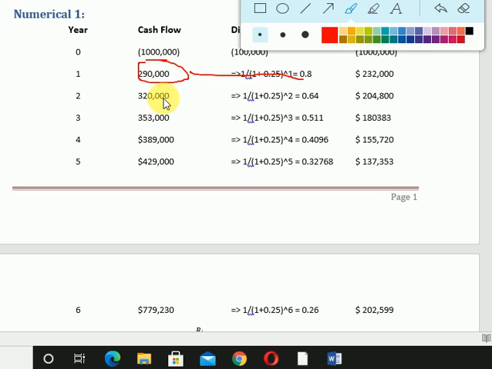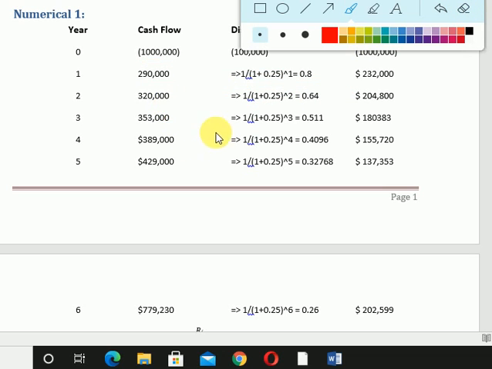So 3,20,000 multiplied by 0.64 equals 2,04,800. This means that if I receive 3,20,000 after 2 years, today its value is 2,04,800. Or if today I have 2,04,800 and the return rate or discount rate is 25%, then after 2 years this 2,04,800 will equal 3,20,000.